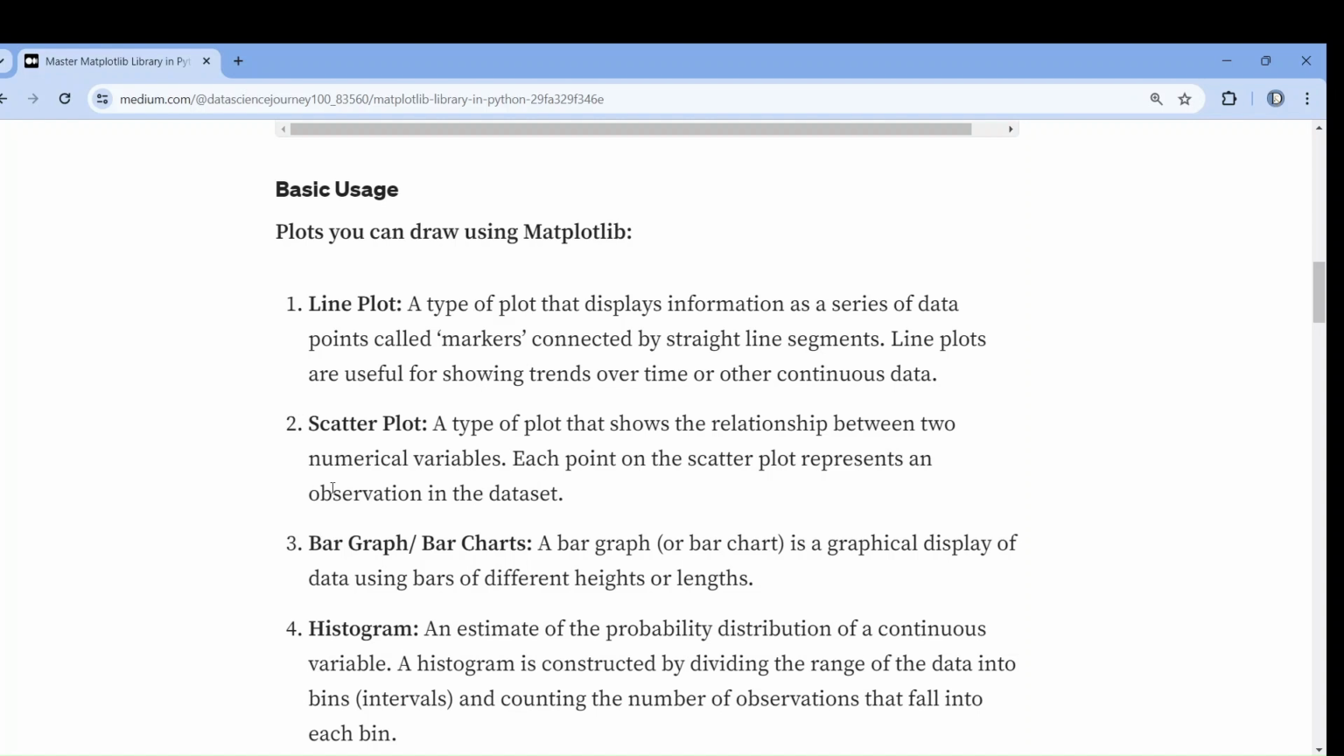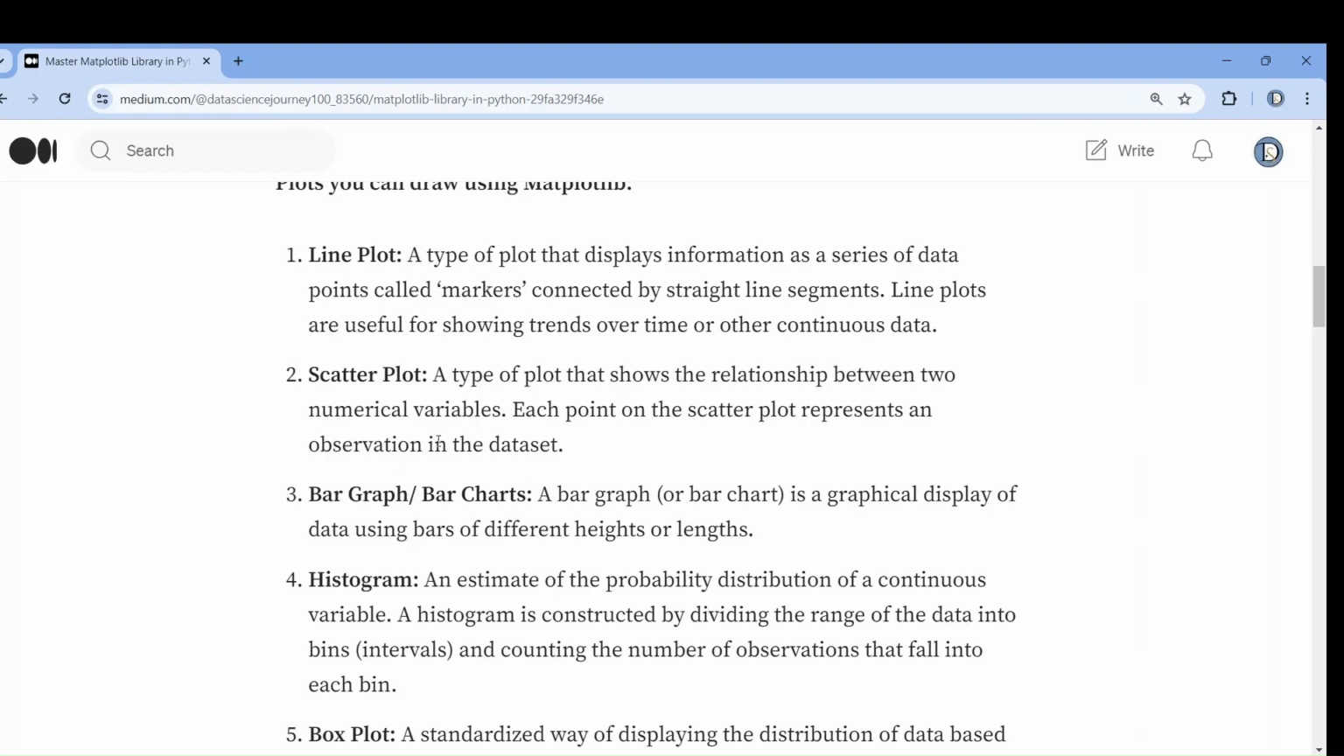Next we studied the scatter plot. A scatter plot is the same as a line plot, but the markers are not connected by a line. Each point represents an observation in the dataset, and it is mainly used to find the relationship between two variables. So the difference between these two is: line plot is connected, scatter plot is not connected.